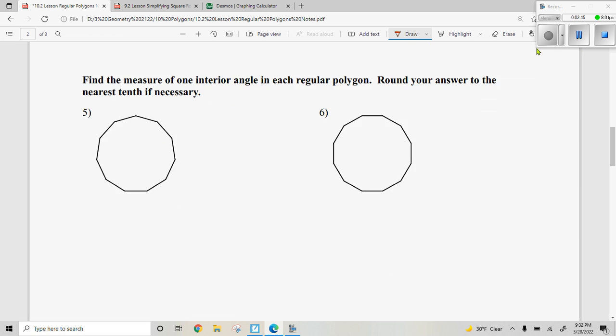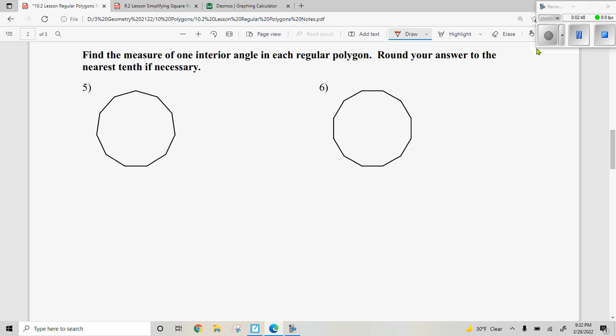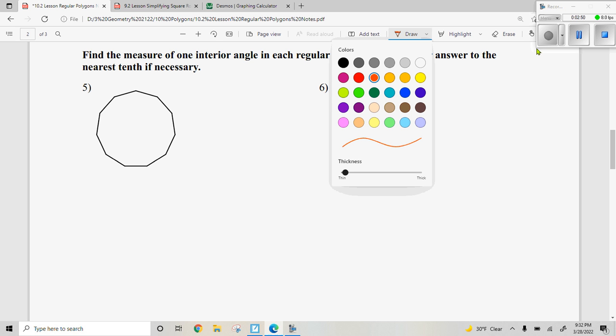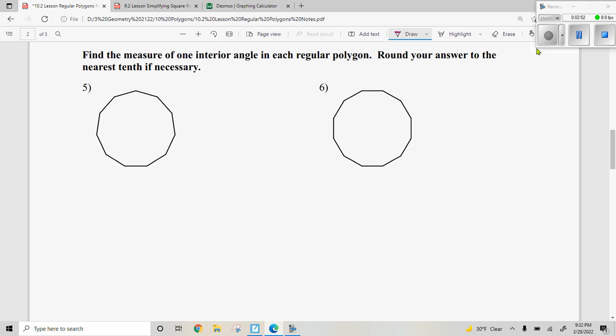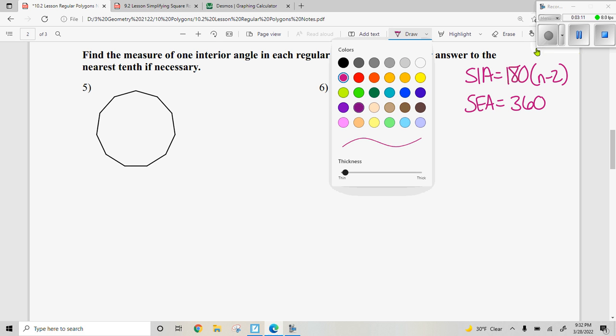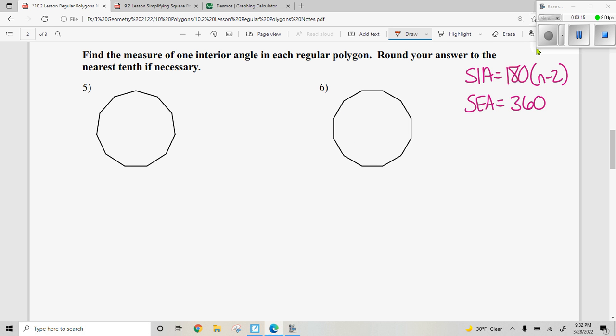And so what we end up with is some relationships. So we did have some relationships last time. We said that the sum of the interior angles was equal to 180 times the number of sides minus 2. And we said that the sum of the exterior angles is always 360. And so when we know all the angles are going to be the same size, we can use this interior angle sum to find one angle.